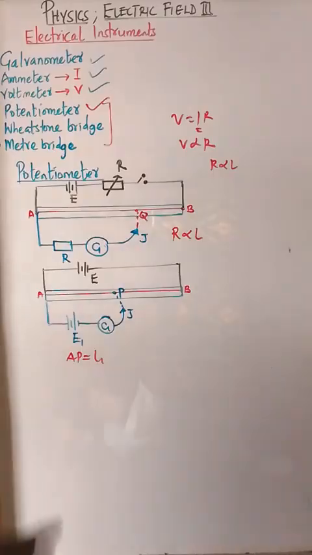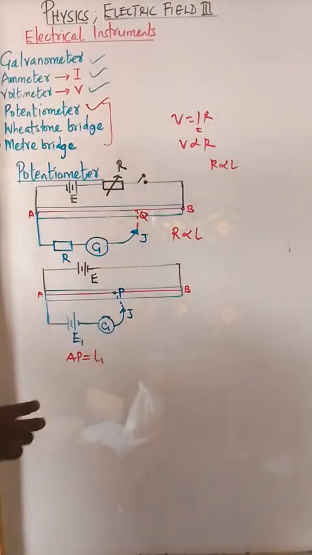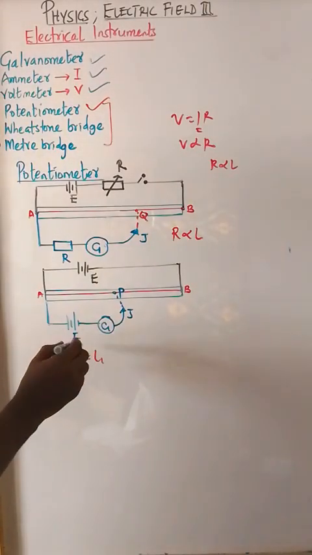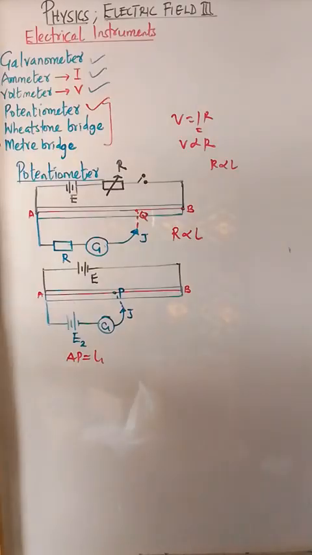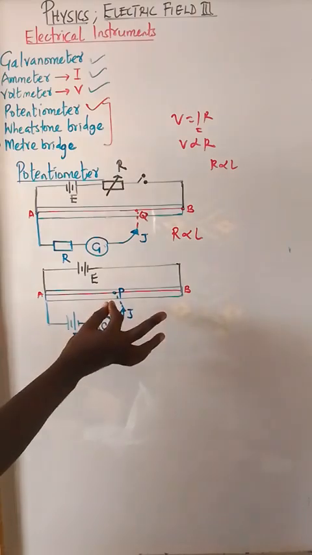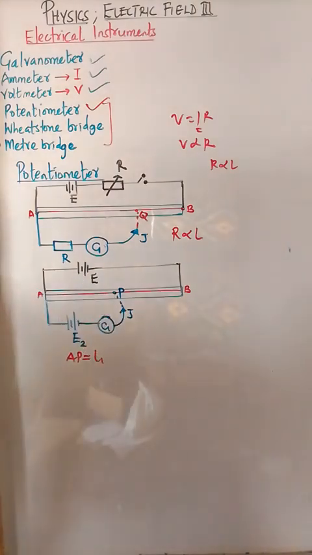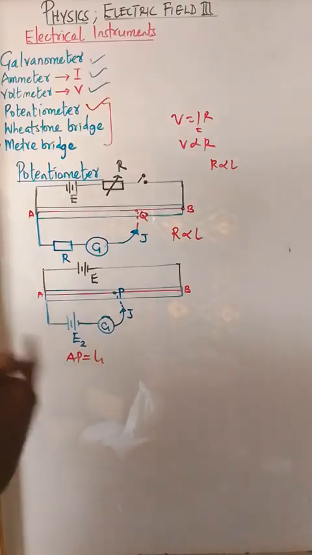So what are we going to do next? We are going to remove this battery E1 and place another battery there of different PD, E2. I don't want to draw another diagram, so let's remove E1 and put another battery, E2, whose EMF we don't know. We'll take this jockey away from here. For this E2, this point P is not going to be the null point. Why? Because they are different PDs.